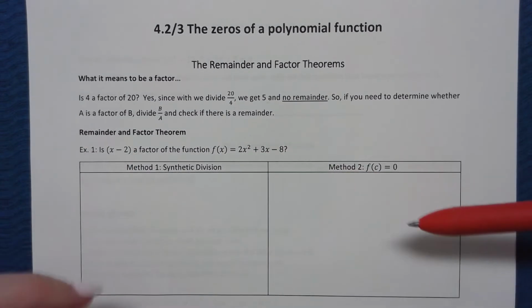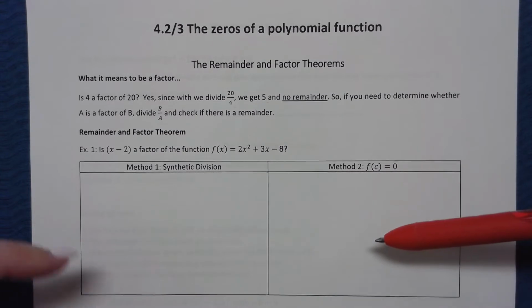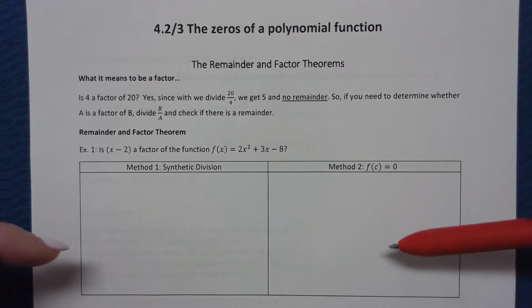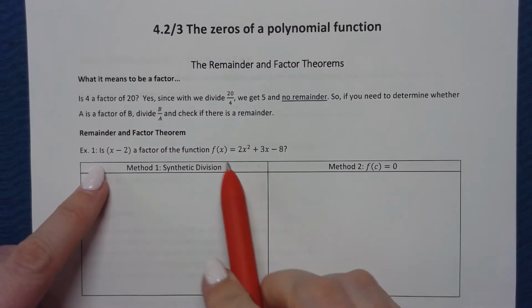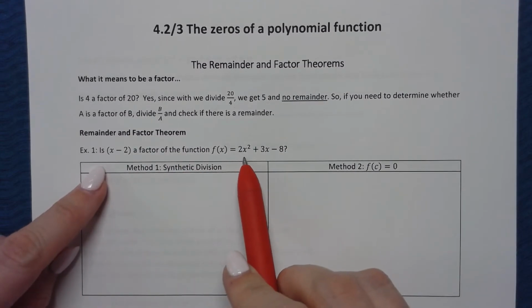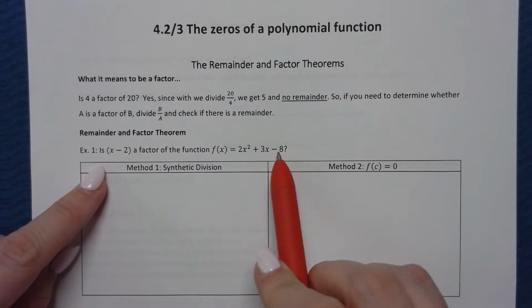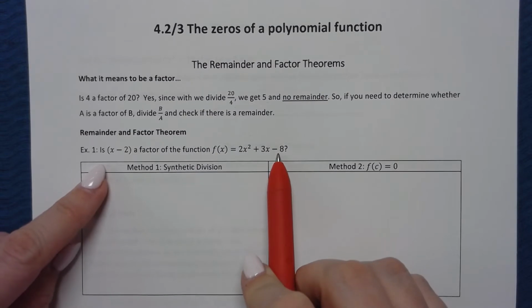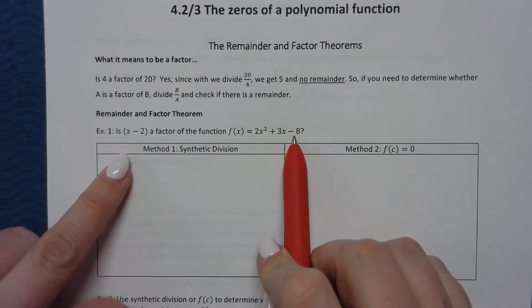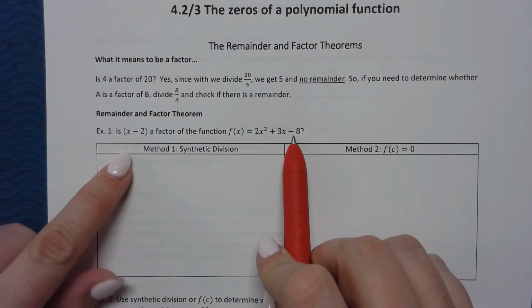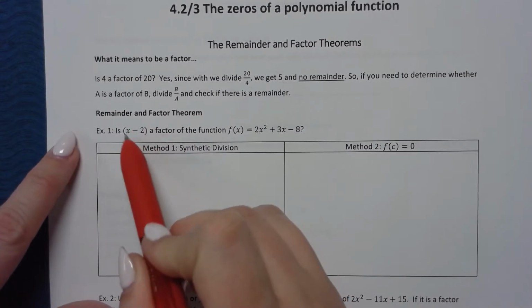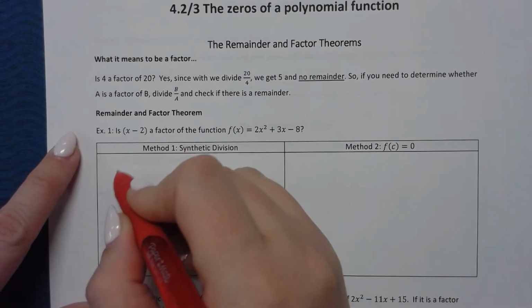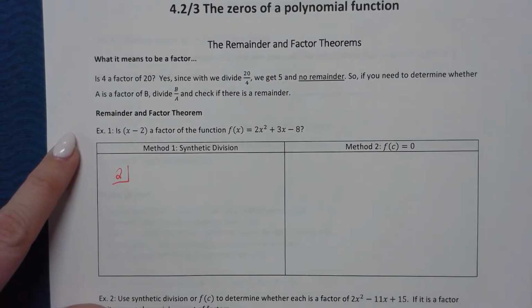So we have two different methods that we can use when we want to figure out if something is a factor. For example, it says, is x minus 2 a factor of the function f of x equals 2x squared plus 3x minus 8? The first method is doing synthetic division. We're going to use synthetic division with the 0 of x minus 2, which would be positive 2.